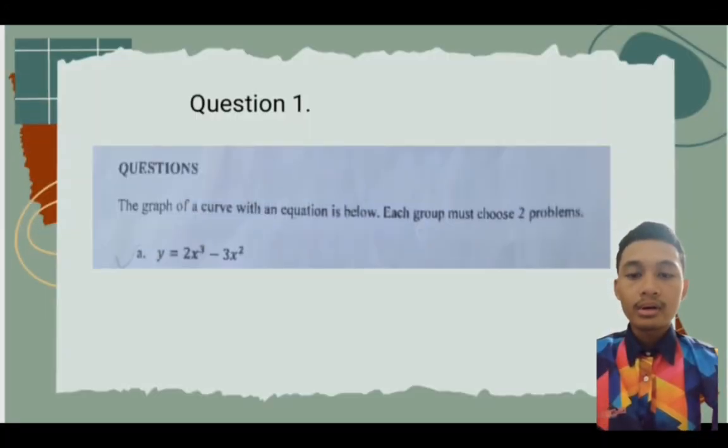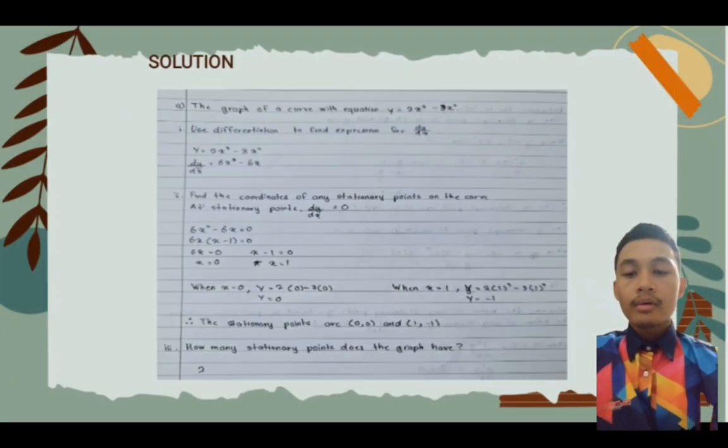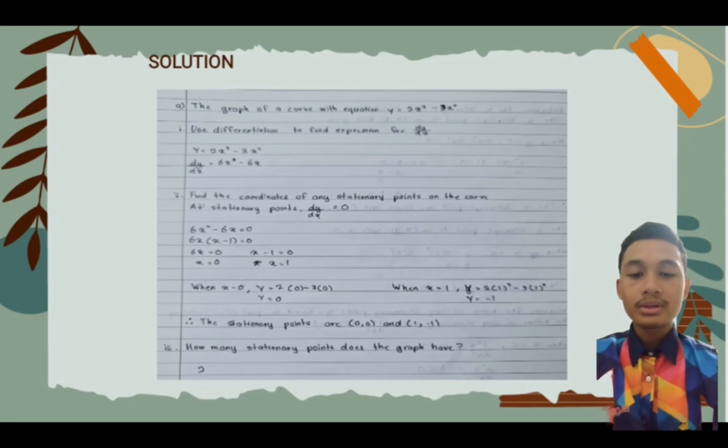The graph of a curve with equation y equals 2x cubed minus 3x squared. Use differentiation to find an expression for dy over dx. y equals 2x cubed minus 3x squared. dy over dx equals 6x squared minus 6x.